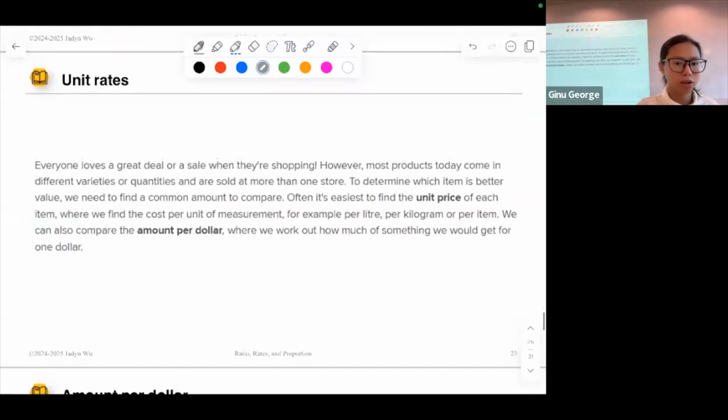And now it comes to the unit rates problems. Here's some long wording, but I will just highlight it. The most common use of unit rates is unit price, which means how much it costs for 1 unit. We can also have amounts per dollar, which means if we have $1, how much we can purchase. For the second one, it is more like weighing things.